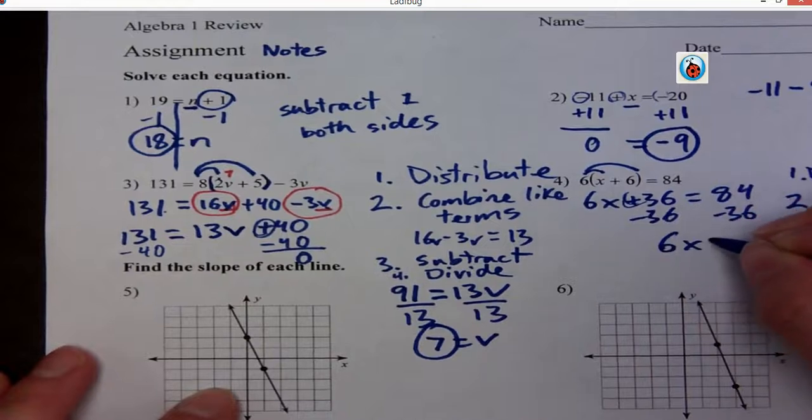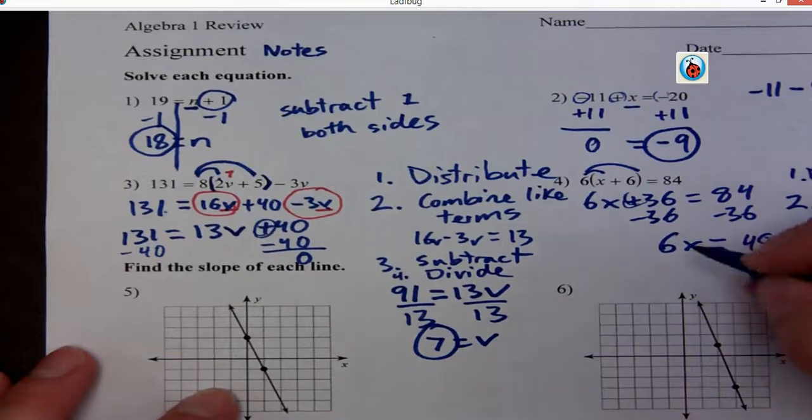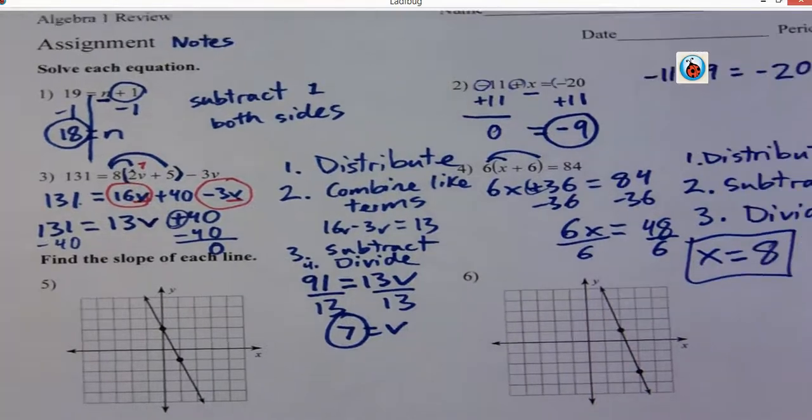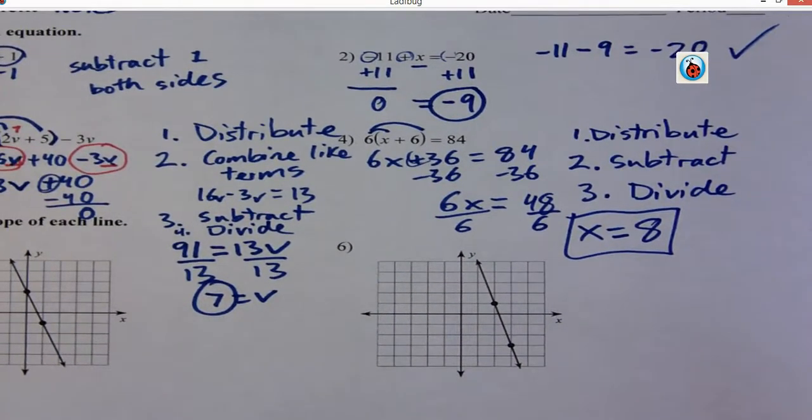So that gives us 6x equals 48. And then step 3, just like on our last one, is to divide. To get x equals 8. And so those are the steps for that one.